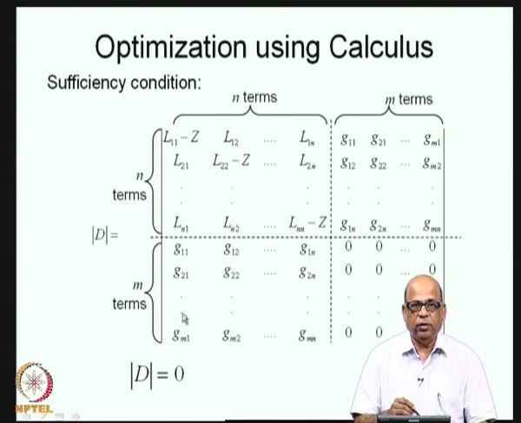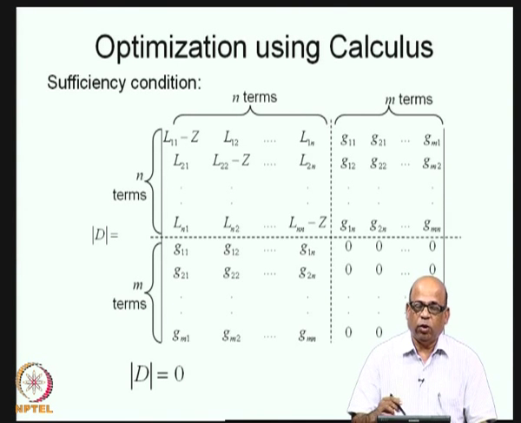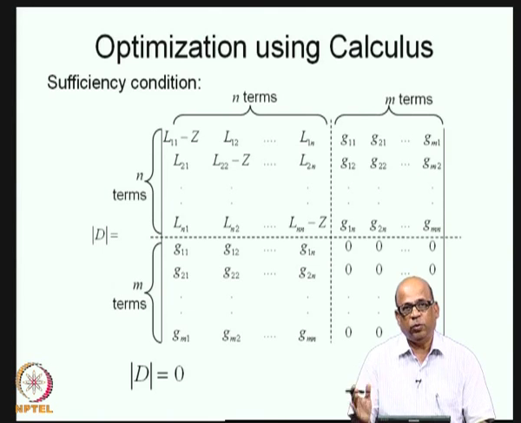Then we go to the sufficiency conditions. We formulate the determinant D as I just explained, evaluated at x star lambda star, and equate determinant D equal to 0. Then you obtain a polynomial of the order n minus m in Z. Solve the polynomial to obtain roots of Z. If all the roots Z are positive, then the stationary point x star lambda star corresponds to a local minimum. If all the roots are negative, then the point x star lambda star corresponds to a local maximum. If some of them are positive, some of them are negative, then the point x star lambda star neither corresponds to a maximum nor to a minimum.